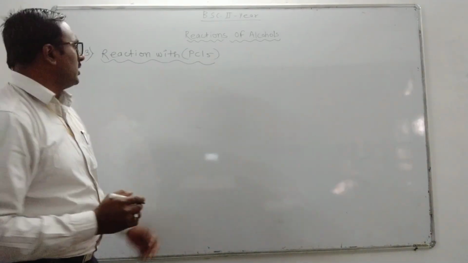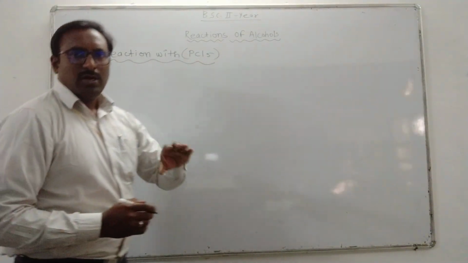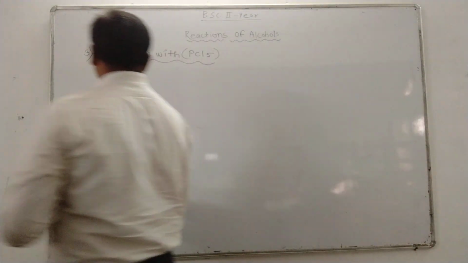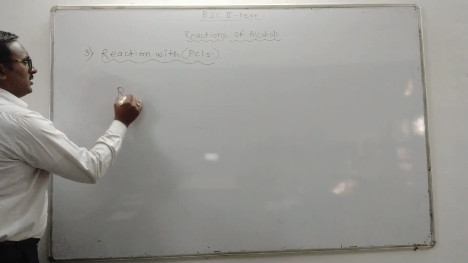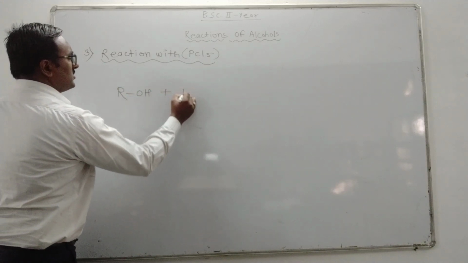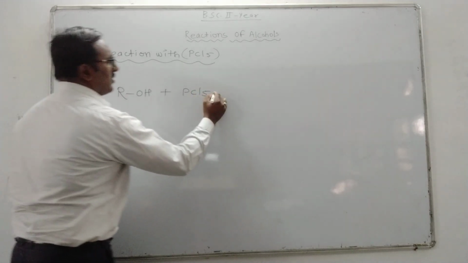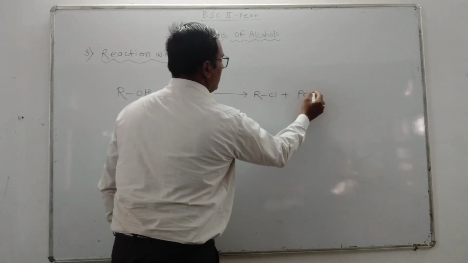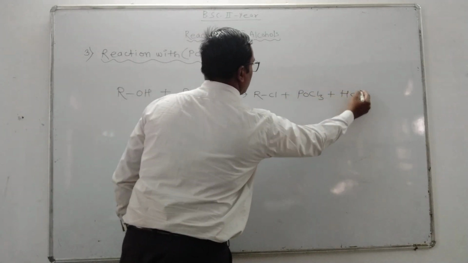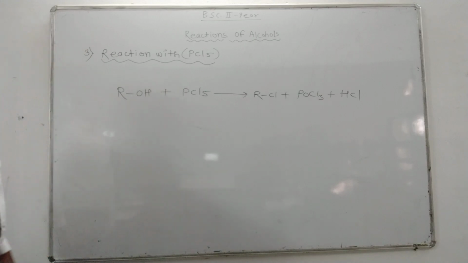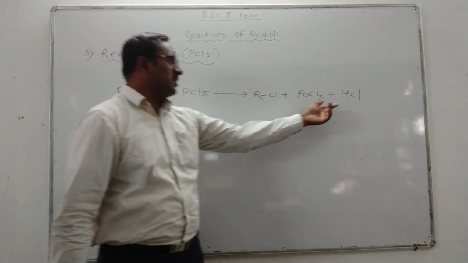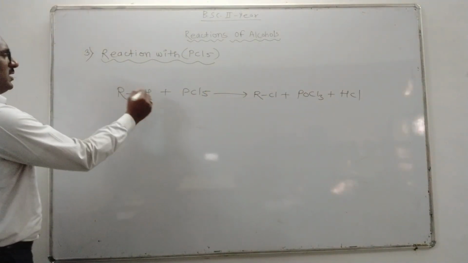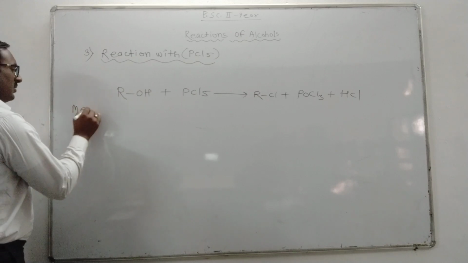Okay, we will continue reaction with PCl5. Already we have discussed PCl3. Now we want to discuss PCl5. So in this reaction, what happens? We will write the general reaction. Alcohol on reaction with PCl5 gives RCl plus POCl3 plus HCl, phosphoryl chloride plus hydrochloric acid and alkyl halide. Alcohol gives alkyl halide. So let us discuss the mechanism.